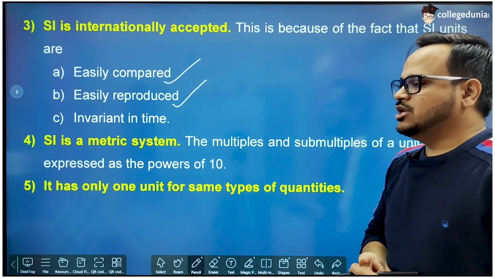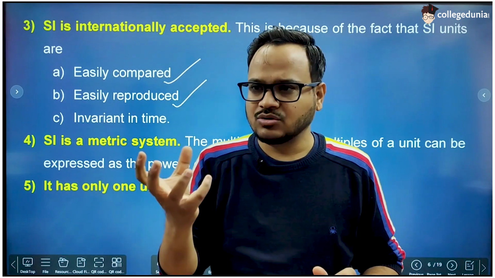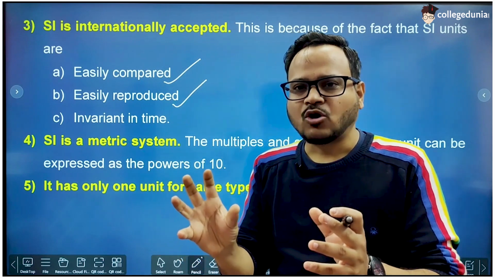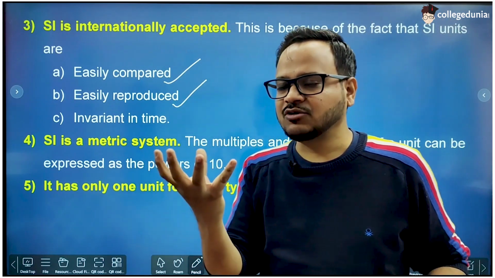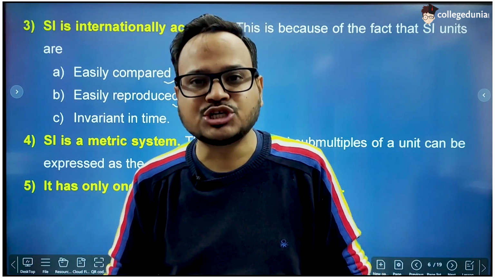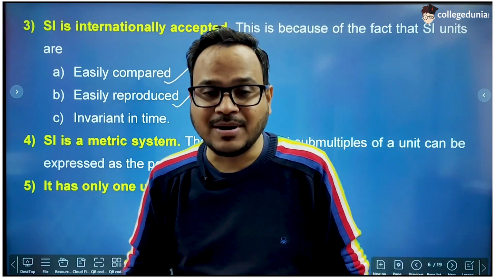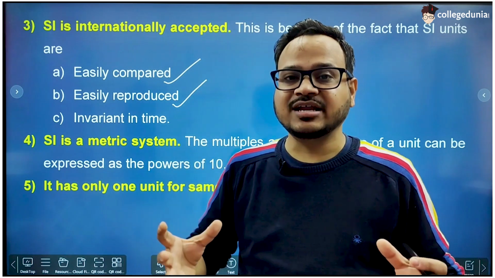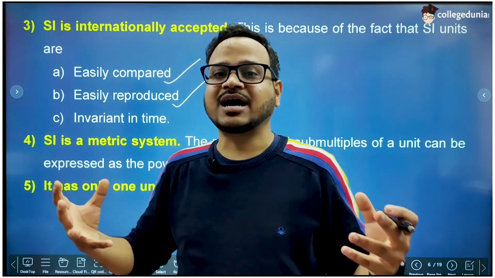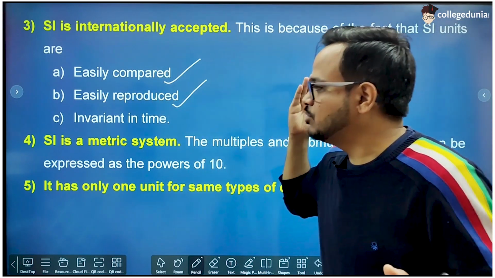Easily reproduced. What is the meaning of easily reproduced? A replica of units can be easily formed. Like you must have seen 1 kg weight with a vegetable seller or any other shopkeeper. So many replicas of that weight are available, because each and every shopkeeper has its own 1 kg weight. And you can also go and buy your own, because we can easily create the replicas of 1 kg weight, 1 meter rod, because these replicas are very easy to form, which means these units are easily reproduced, right?